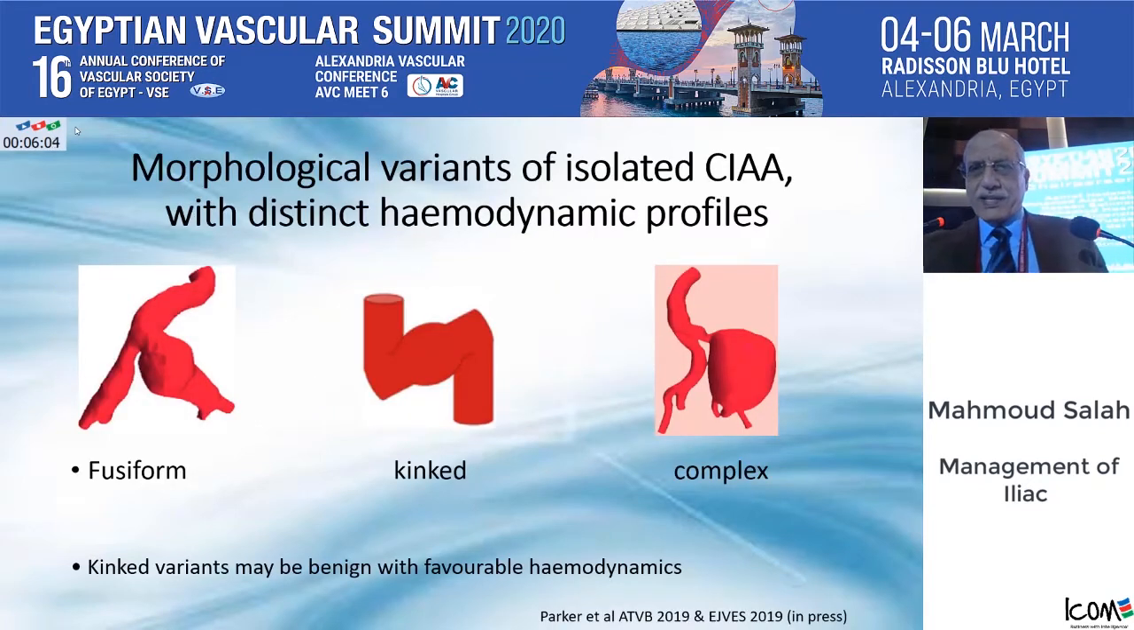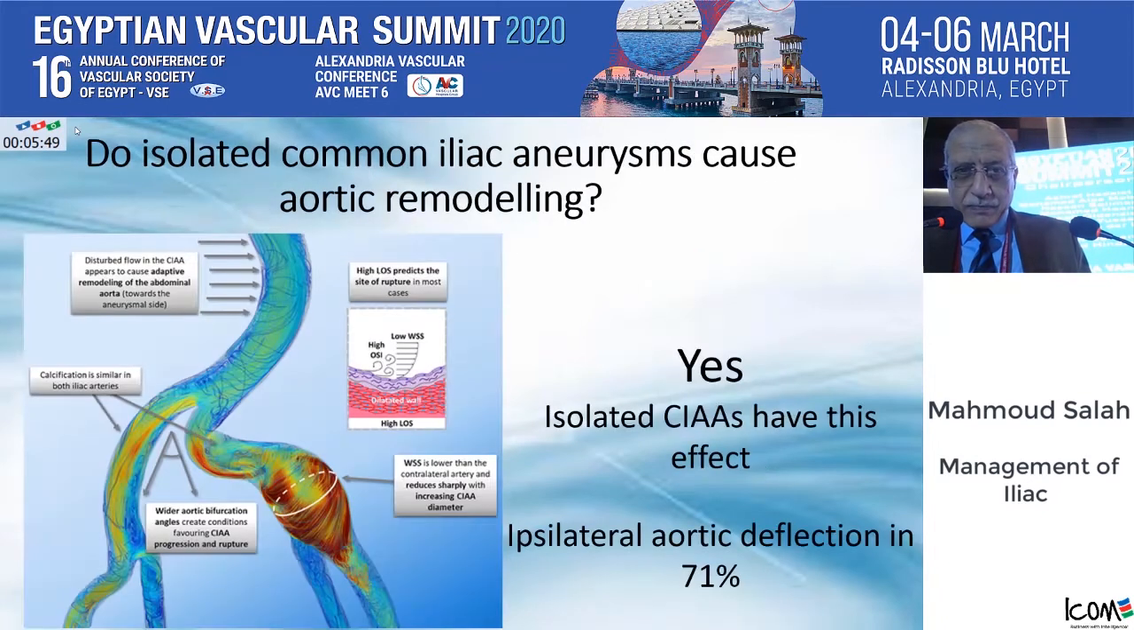The morphological variants of isolated common iliac artery aneurysm can be either fusiform, kinked, or complex, this complex involving the three iliac vessels. The question here: do isolated common iliac artery aneurysms cause aortic remodeling? And the answer is yes. Isolated common iliac artery aneurysms have this effect. It can cause ipsilateral aortic deflection in about 70% of cases.